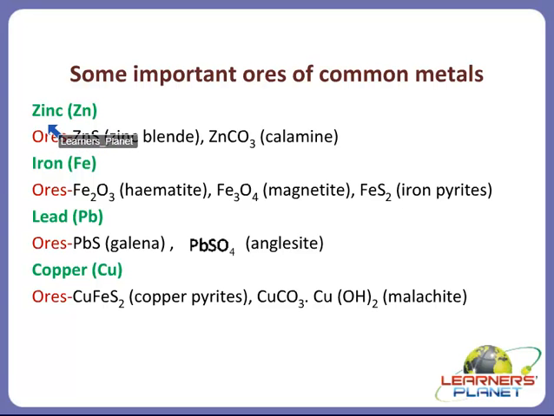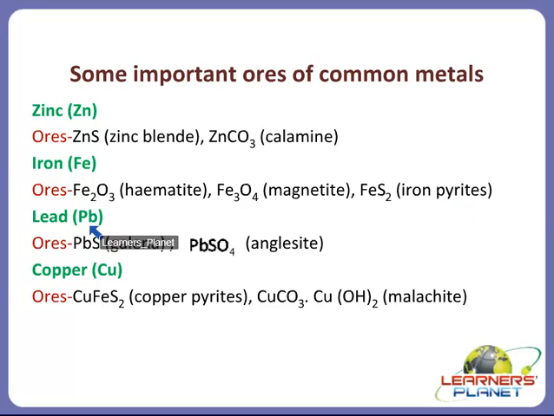Like zinc. Zinc is a moderately reactive metal. It exists in nature as zinc sulfide, which is called zinc blende. It can also exist as zinc carbonate, which is called calamine. Iron, likewise, is also one of the most important metals. It exists in nature as Fe2O3, that is hematite. Fe3O4, the name of this is magnetite. And FeS2, its name is iron pyrite.